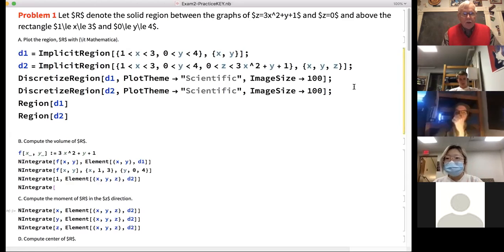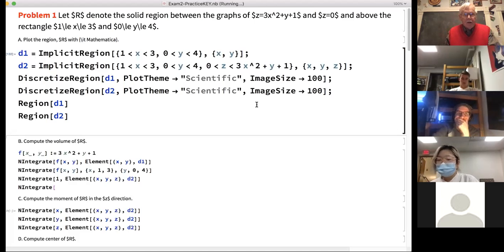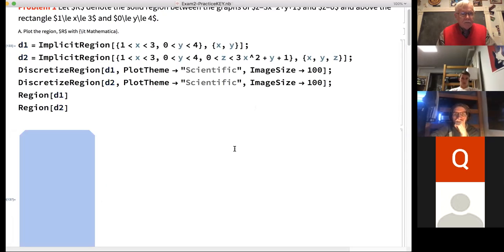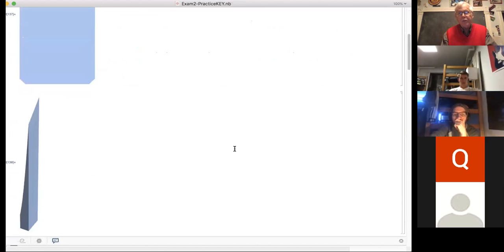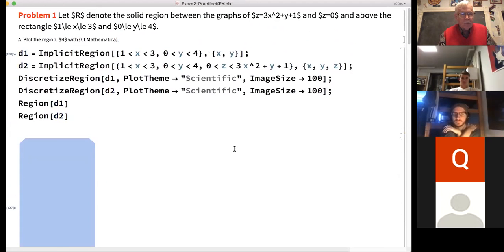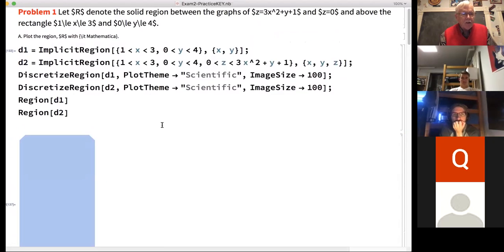So there are a couple ways to look at this, and I indicated Discretize Region and Region. Here I have the regions uncommented. I don't have semicolons behind them. And that is because these use much less computing power, and you don't want your Mathematica bogging down while you do the exam. So here are the plots, and I actually didn't ask you for a plot of D1, so I could comment that out, but I wanted that defined.